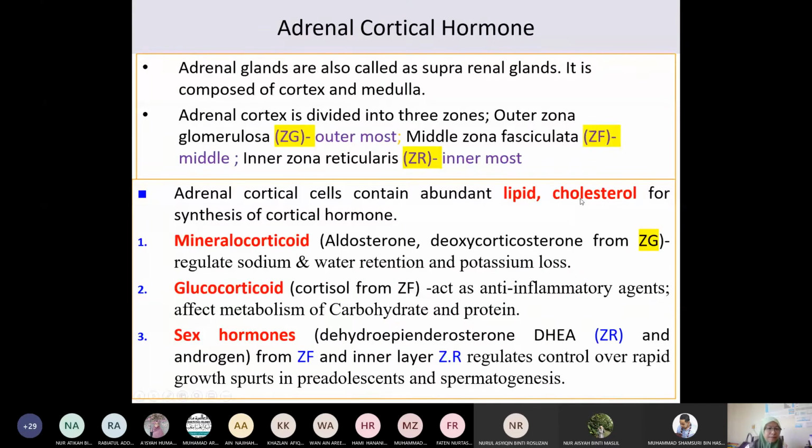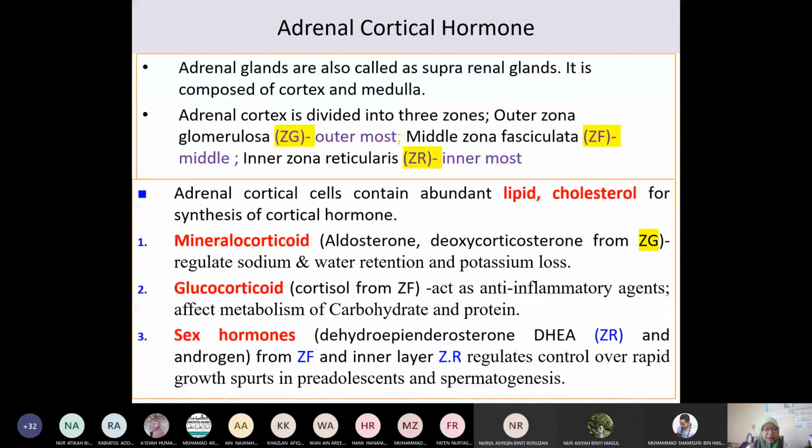The mineralocorticoids, aldosterone or deoxycorticosterone, are synthesized in the outermost layer, the zona glomerulosa. Their function is very important. You have studied the function of mineralocorticoids in detail in year one, right? They regulate sodium and water retention and potassium loss as well.